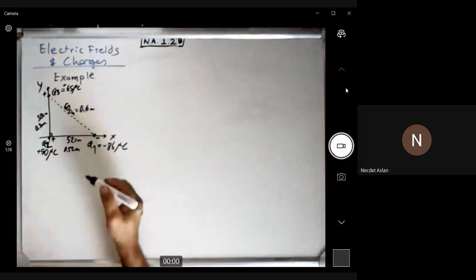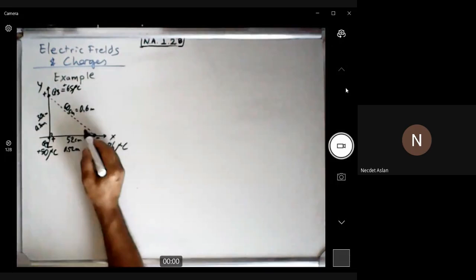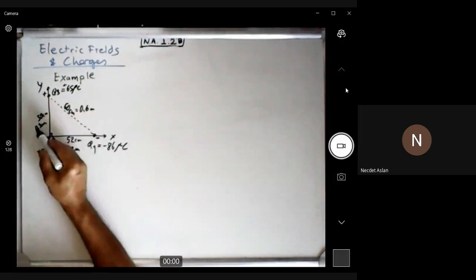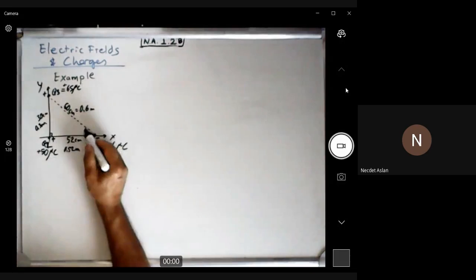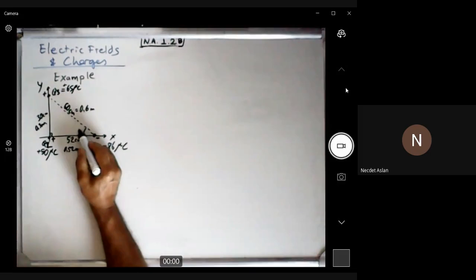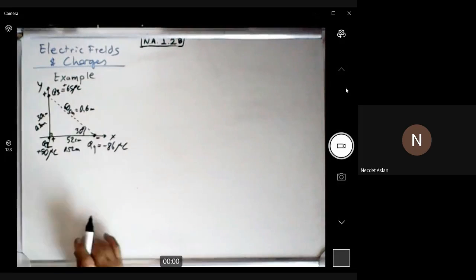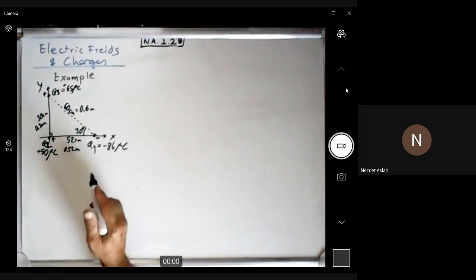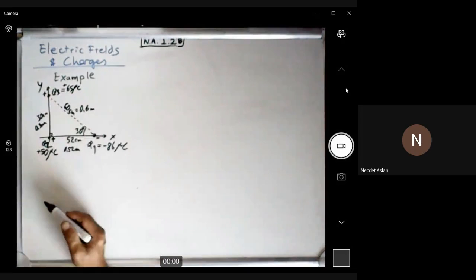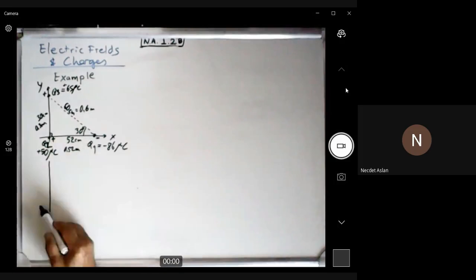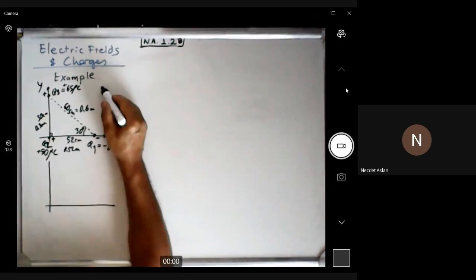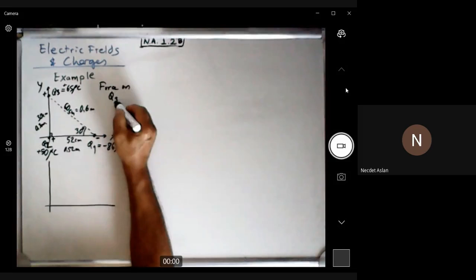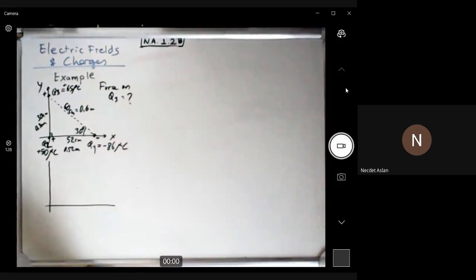They also give the hypotenuse of this thing, so we don't have to do anything. If you look at this, since this is 30 and this is 60, this angle is just 30 degrees. So they also give the angle. We will need the angle to find the components of the forces. Now let's draw this again. What is the force on Q3? This is the question. We would like to find the force on Q3.